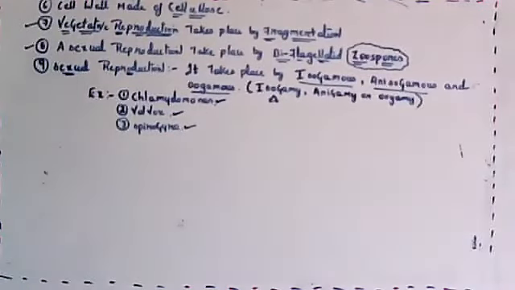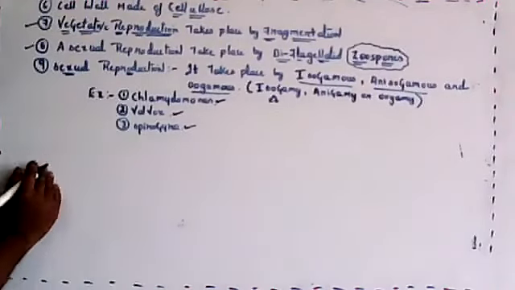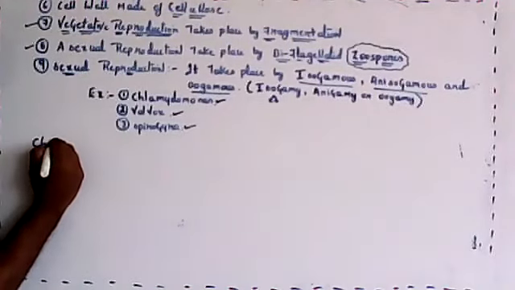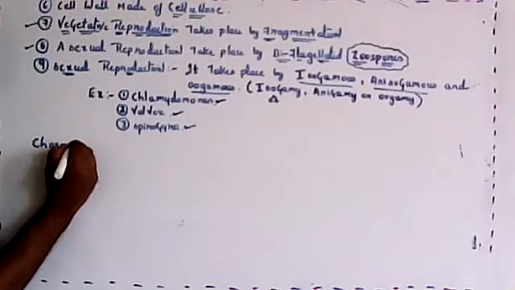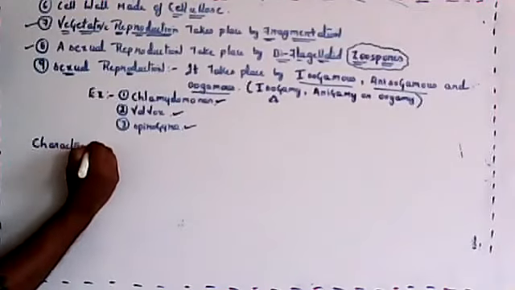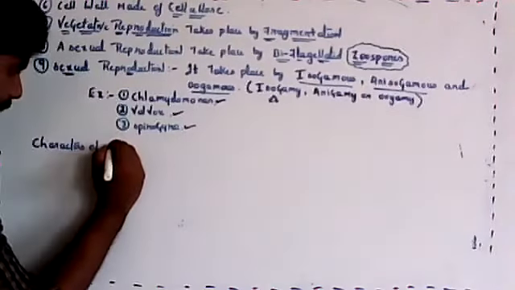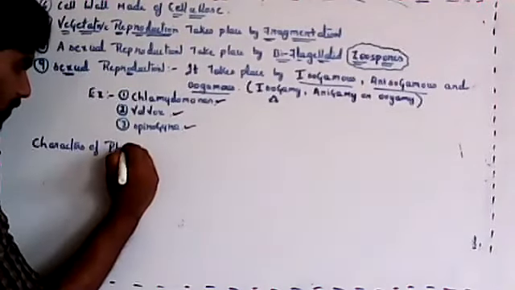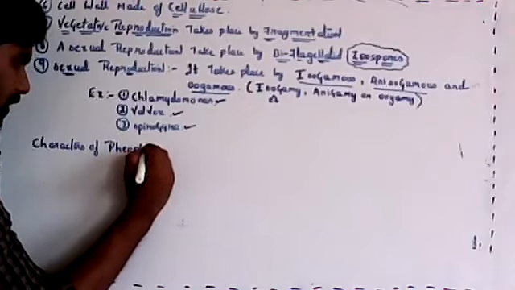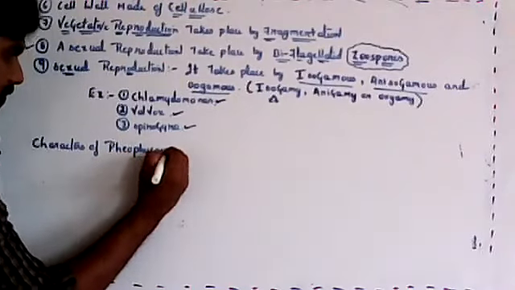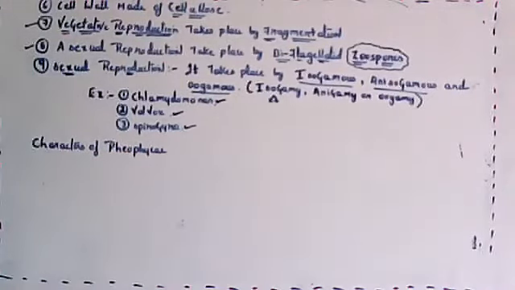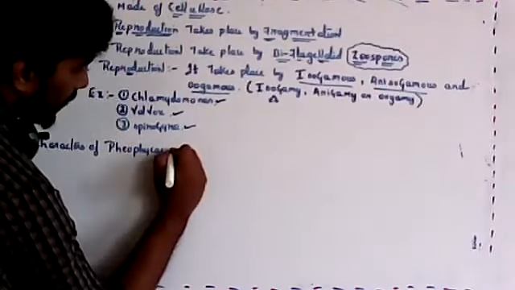Next, characters of Phaeophyceae. Green algae is over; the second one is brown algae. Characters of Phaeophyceae, that is brown algae.